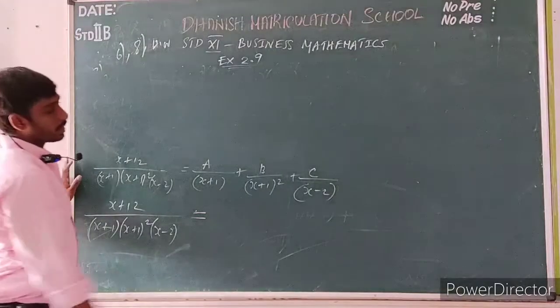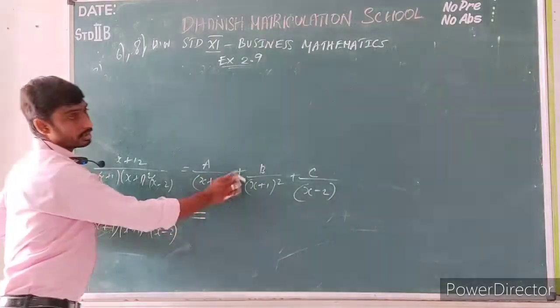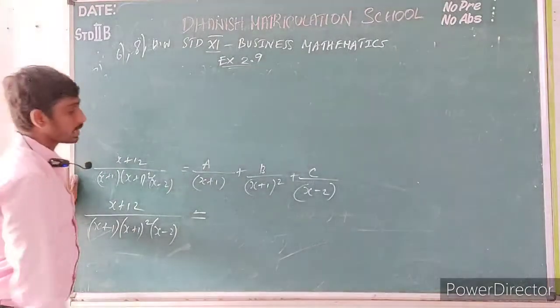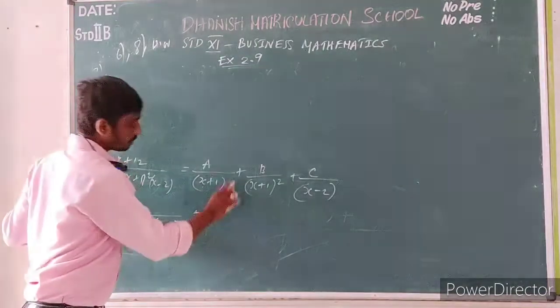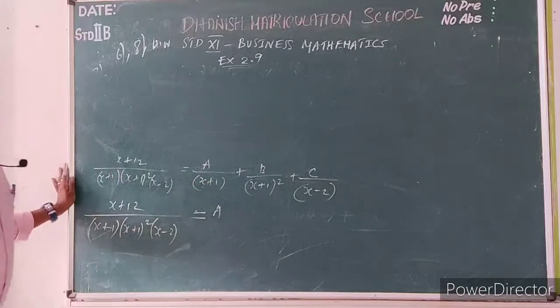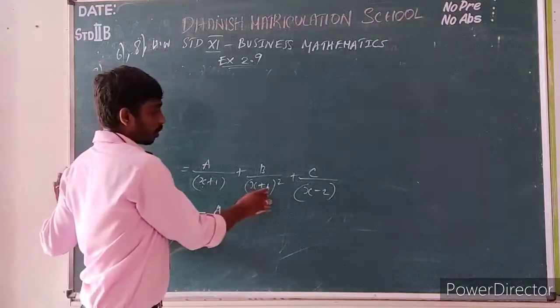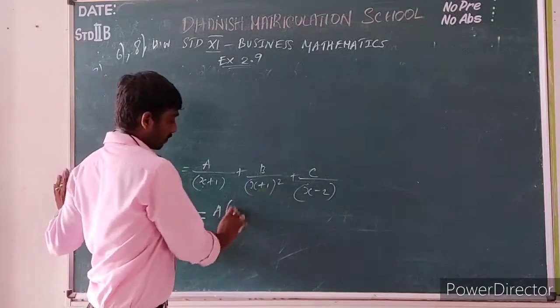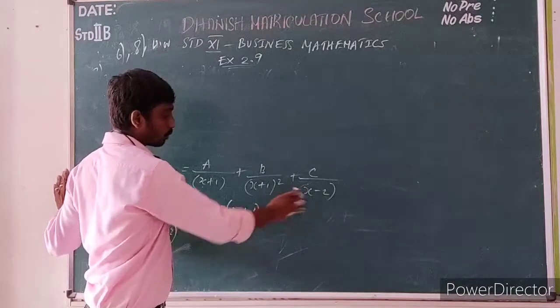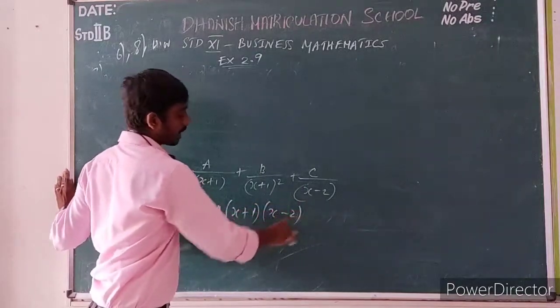Now listen here. Now we are going to cross multiply the RHS side. Here itself we are having x plus 1. We already are having here. So x plus 1, what is the denominator here? x plus 1 the whole square. You have to write like this: x plus 1 into what is the remaining value? That is x minus 2.